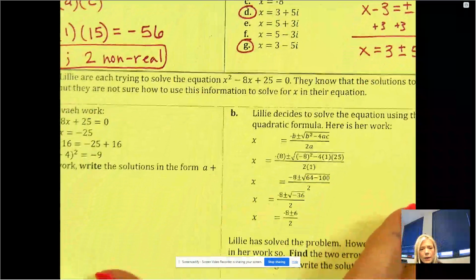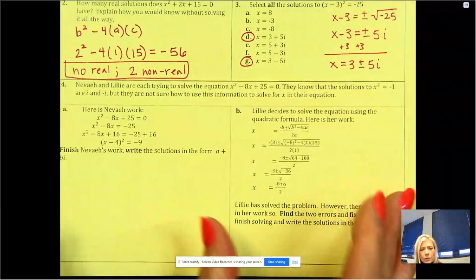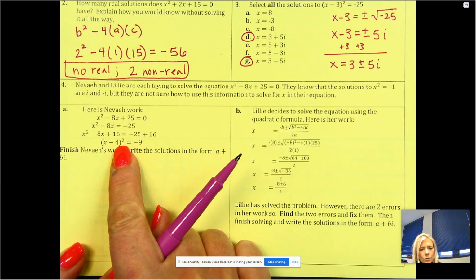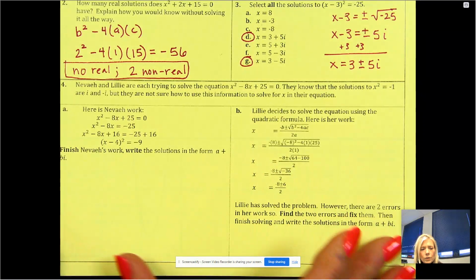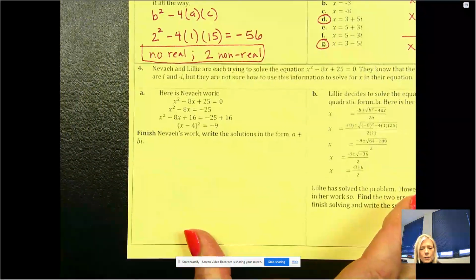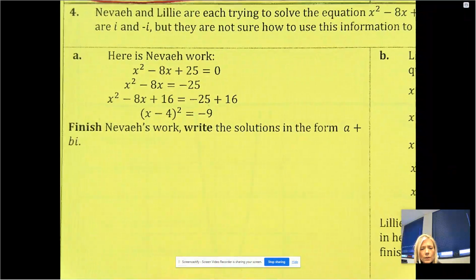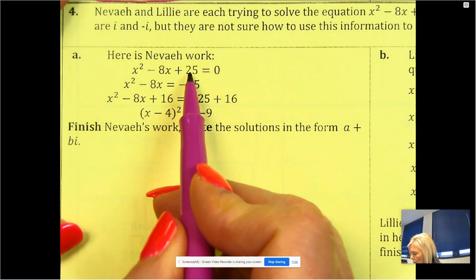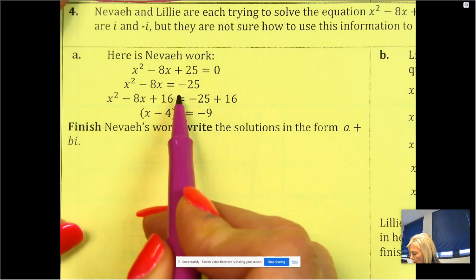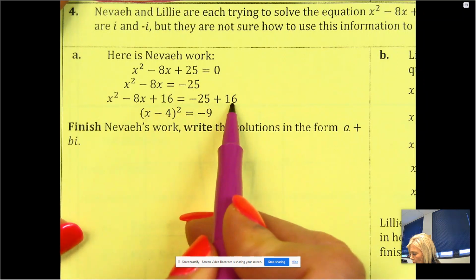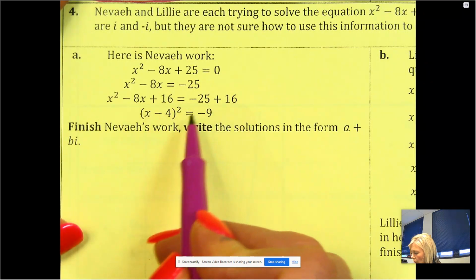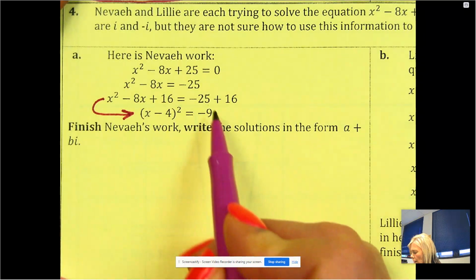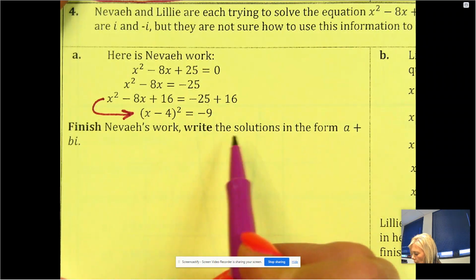Okay, now we have some student work. They're solving the same equation. Nevaeh is solving by completing the square, and Lily is solving using the quadratic formula. So we have to finish Nevaeh's work and then write the solutions in that form, a plus bi. All right, so first she took the 25 away from both sides, figured out 16 was what completed the square, so then added that to both sides, and then wrote x squared, this is just the factored form of that, and negative 25 plus 16 is negative 9.